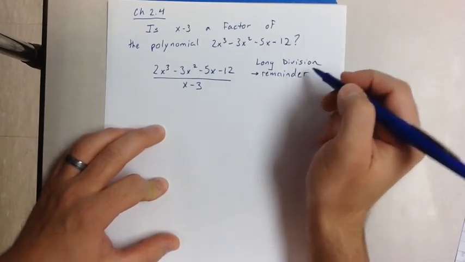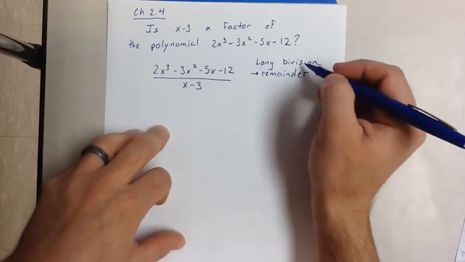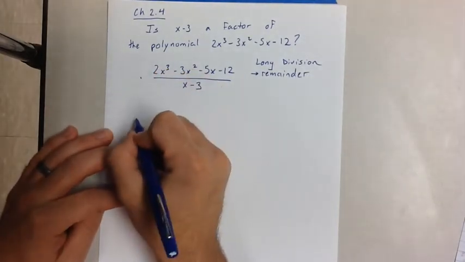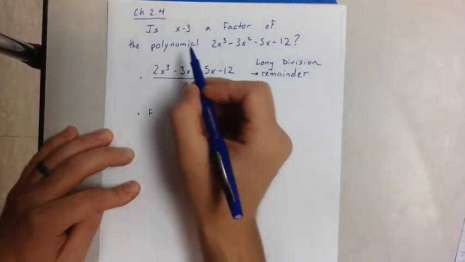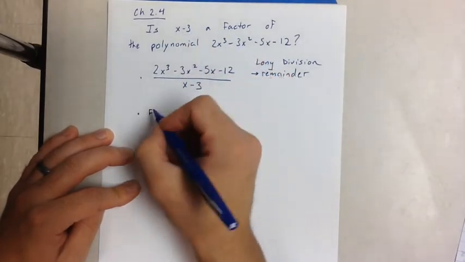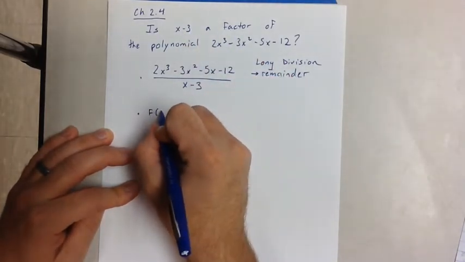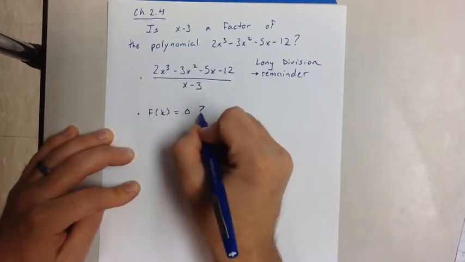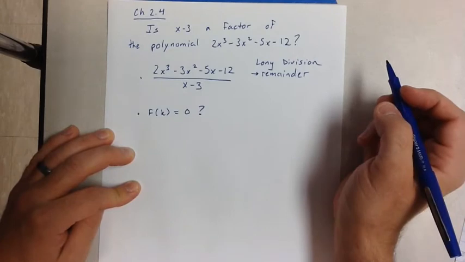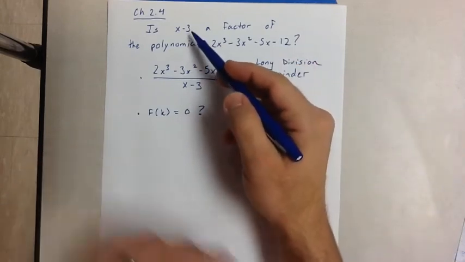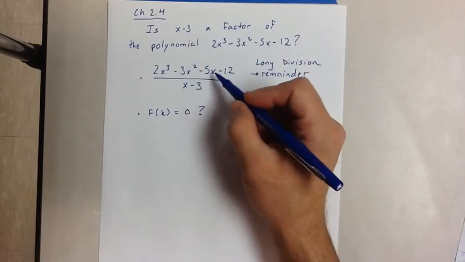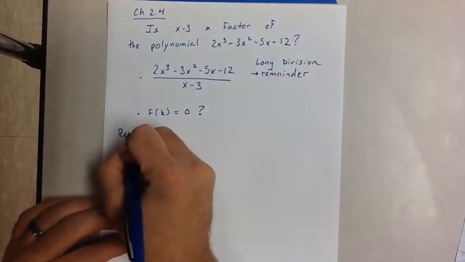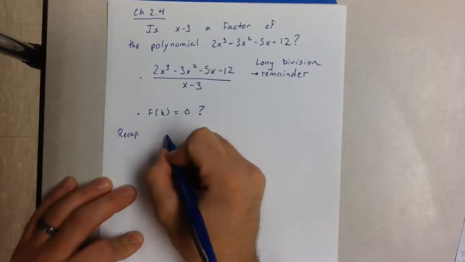And then the alternative to long division with the remainder is something we also saw towards the end of the lesson: if we place k, which would be 3 in this situation, into this polynomial, do we get 0? And if we do, then that tells us that our term is in fact a factor of this polynomial. So let's recap exactly how we perform long division.